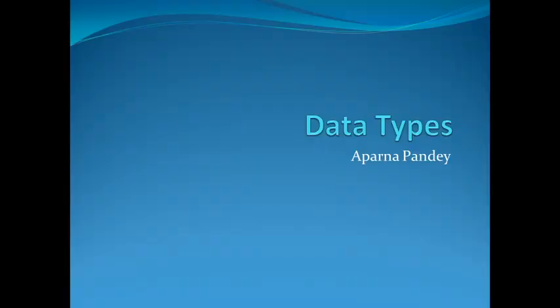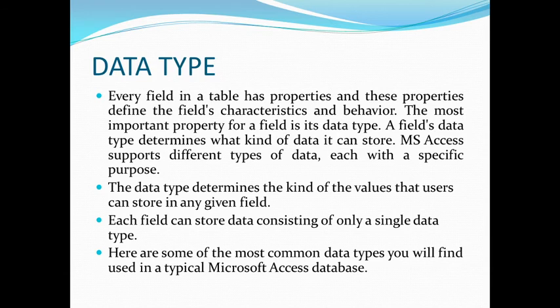Okay. Now what is data type, children? Data type is basically used to declare the field of a table. Fine. Our data types determine the type of data a specific field can accept. Okay. Now what is field? Field is basically a named unit of information.